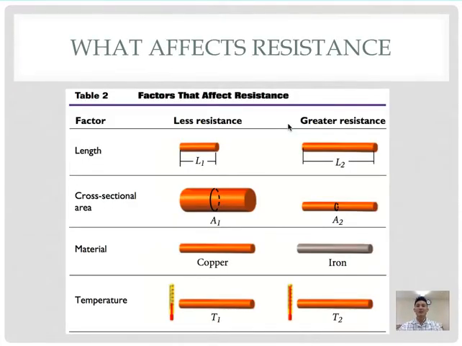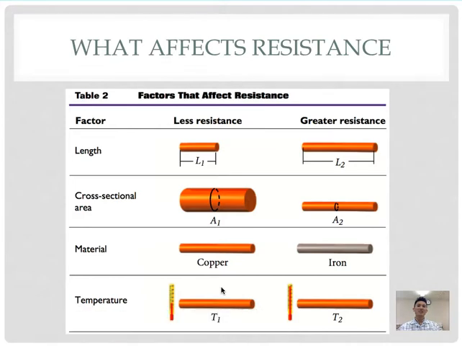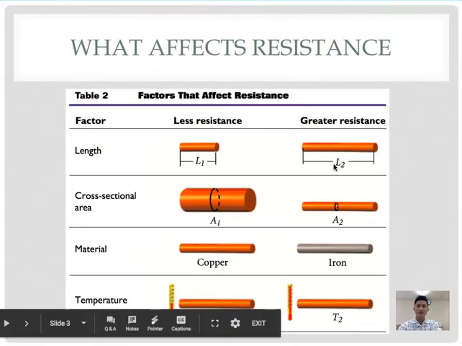So last class we talked about what affects resistance. We looked at how if we have a short wire, a large cross-sectional area, the wire is made out of copper, and the temperature is low, then we'll get the least amount of resistance in the wire, which is what we want when we transfer current through a wire. However, if we wanted greater resistance, we would do just the opposite.